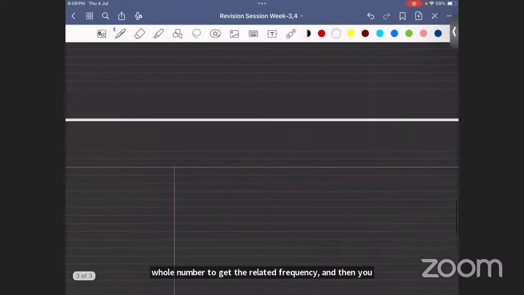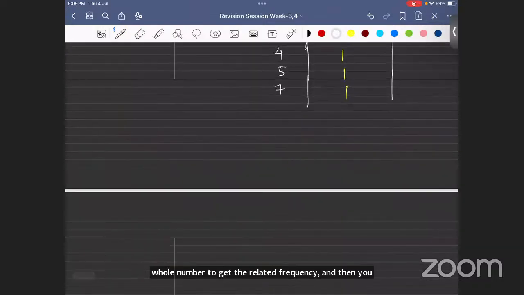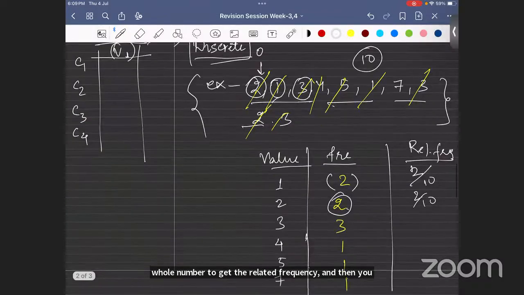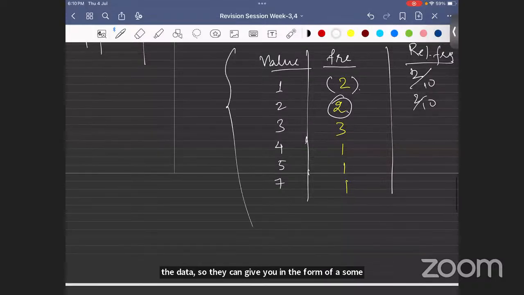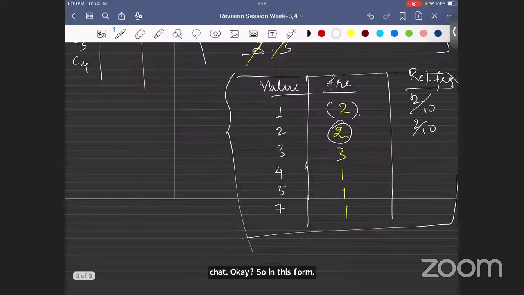Okay, so here also you'll be doing the same thing. You can just put it in the form of a bar chart. And in the exam, the type of questions that can come is that they can give you some sort of a frequency, and then they can ask you the relative frequency for some of the data. So they can give it to you in the form of some chart.